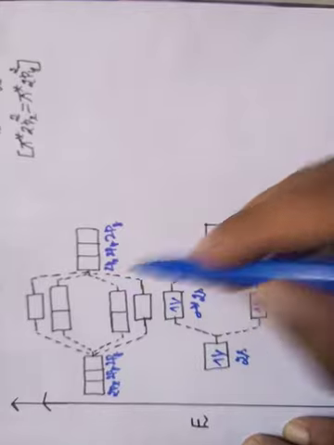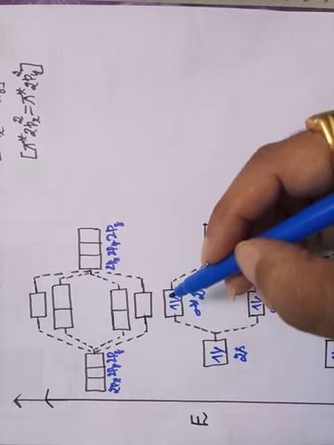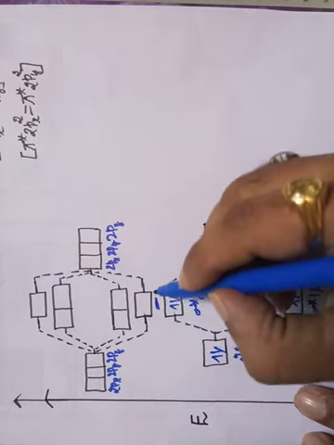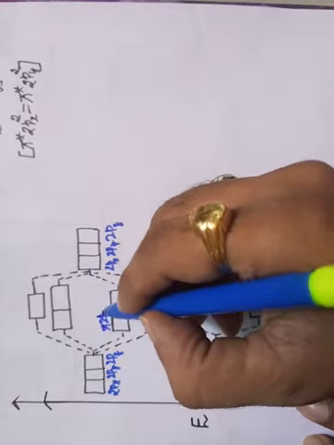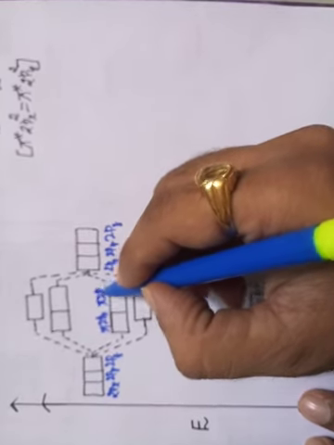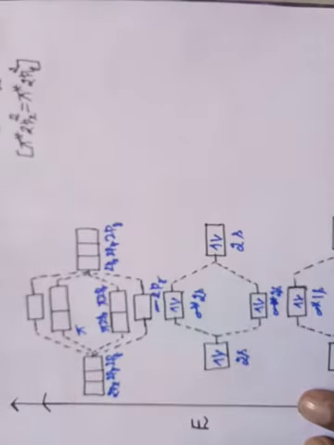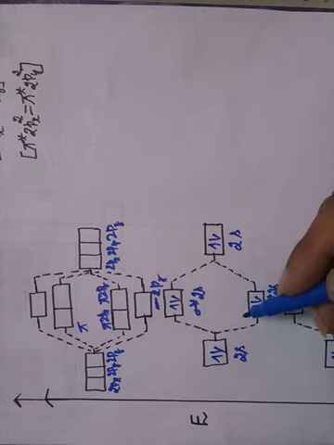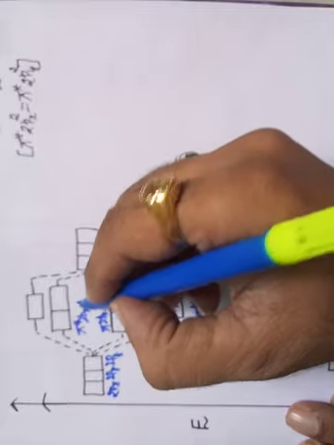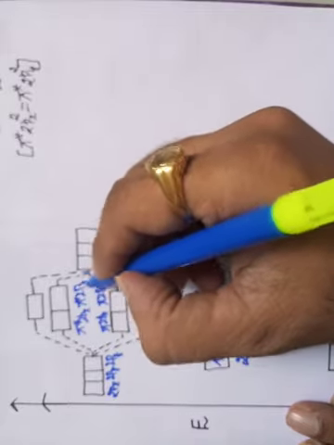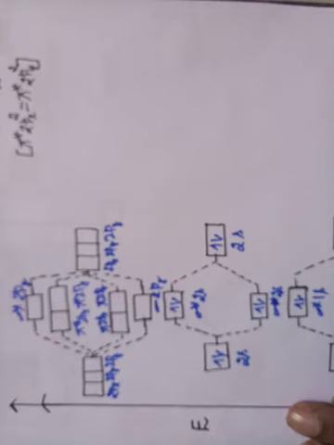Okay, so these p orbitals form the molecular orbitals. So that is sigma 2pz. This is pi 2px and pi 2py. This is pi star 2px and pi star 2py, and this is sigma star 2pz.